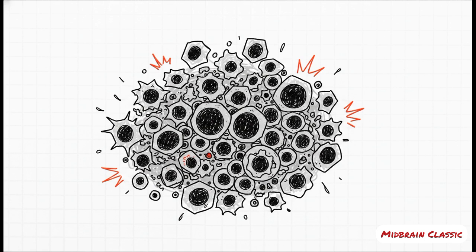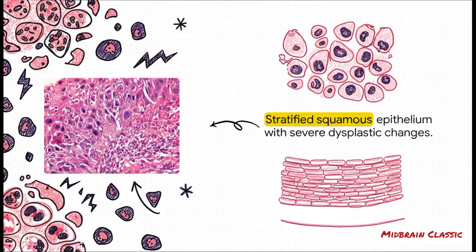Dysplasia is, well, it's chaotic. It features a complete loss of architectural orientation, meaning cells don't align right anymore. You see cellular pleomorphism, so a total lack of uniformity in cell size and shape. There's accelerated cell proliferation and striking nuclear abnormalities. The nuclei become hyperchromatic, staining super dark, and the ratio of the nucleus to the rest of the cytoplasm goes way up. Taking a look at this micrograph of stratified squamous epithelium, you can visually identify some severe dysplastic changes.